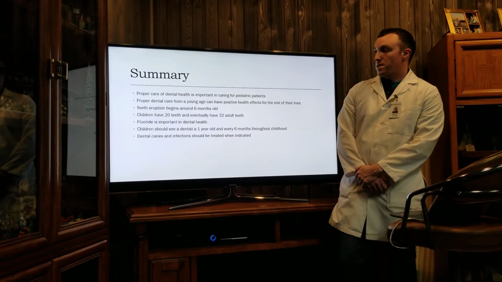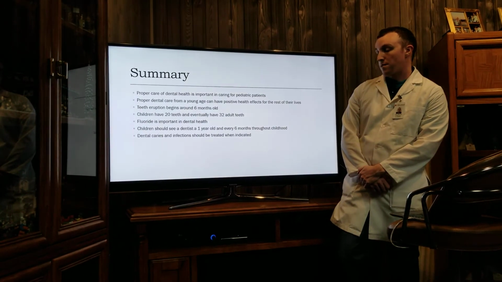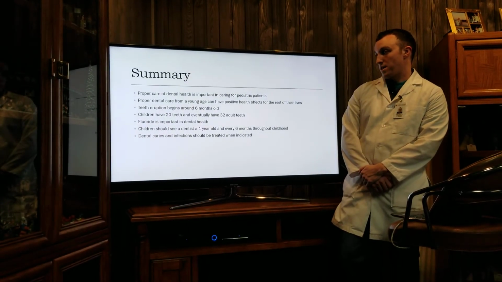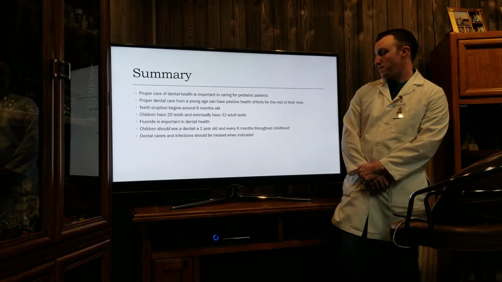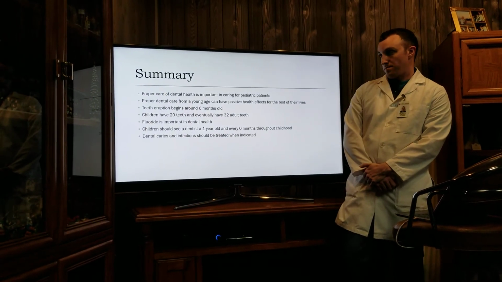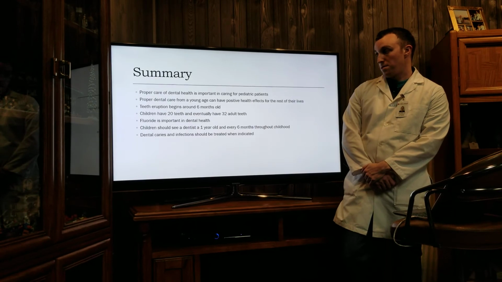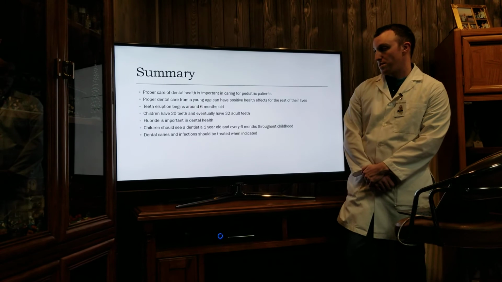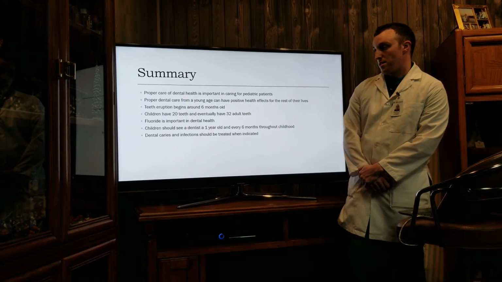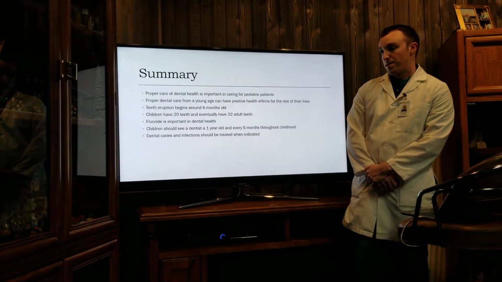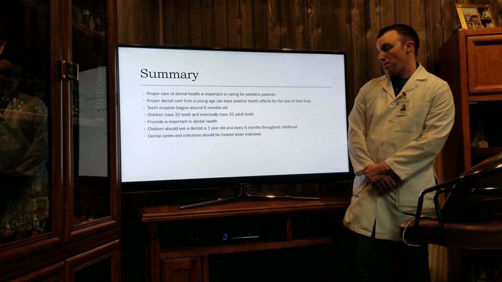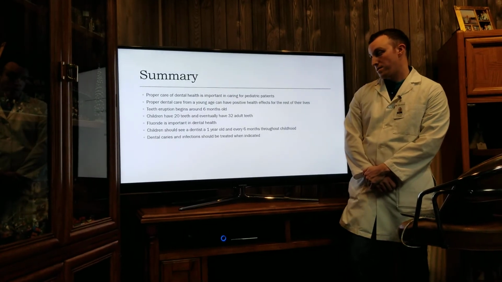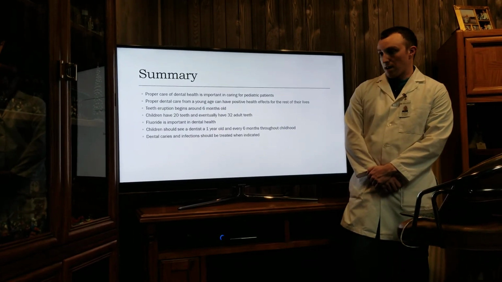So in summary, proper dental health is important in caring for pediatric patients. Proper dental care from a young age can have a positive health effect on the patient for the rest of their lives. And tooth eruption begins around 6 months old. Children have 20 teeth and eventually 32 teeth when they're an adult. Fluoride is important for dental health. Children should see a dentist at 1 year old and every 6 months. And then dental caries and infections should be treated when indicated.